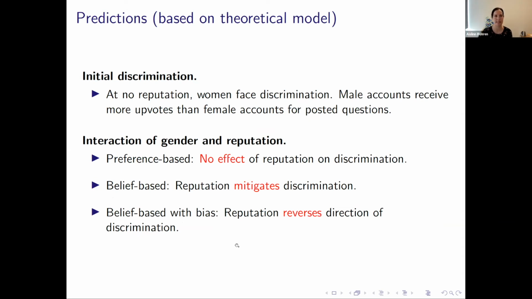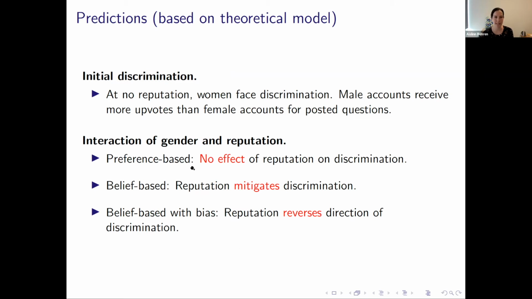I don't have time to present it today, so just take my word for it, but the theory model is a simple model of learning and how people update from prior evaluations in a social learning context, since this is social information, or information generated by other people. The initial discrimination, at no reputation: we predicted that women would face discrimination and that male accounts would receive more upvotes than female accounts for posted questions.